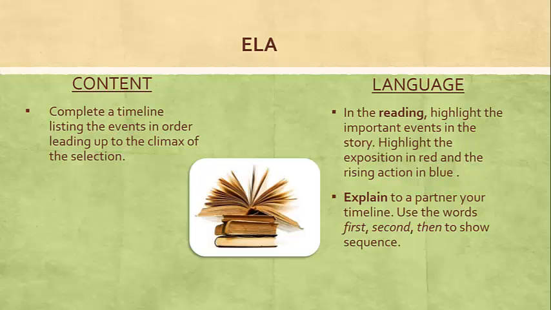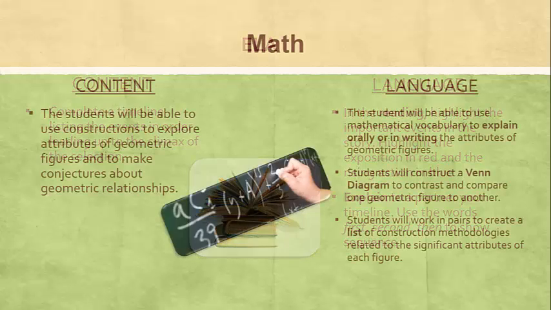An ELA example of a content objective would be complete a timeline listing the events in order leading up to the climax of the selection. Our language objective could be, in the reading, highlight the important events in the story, highlight the exposition in red and the rising action in blue, and then they can explain to their partner their timeline using the words first, second, and then to show sequence. So collaboration amongst students is important in order to gain more vocabulary.